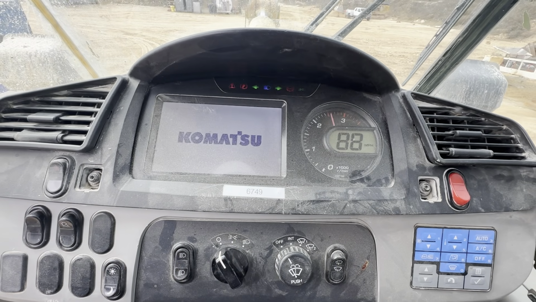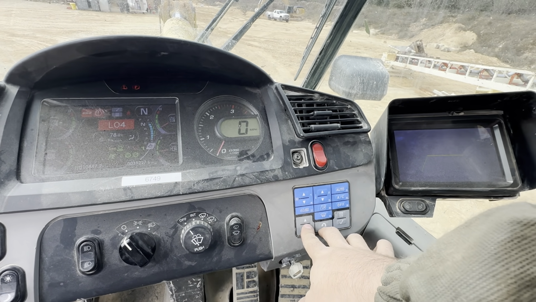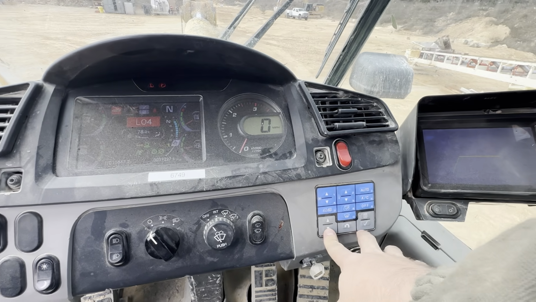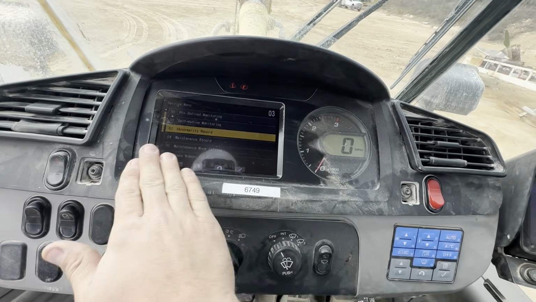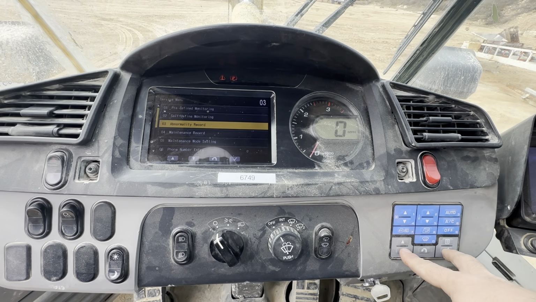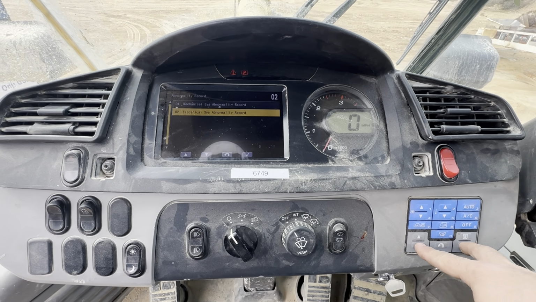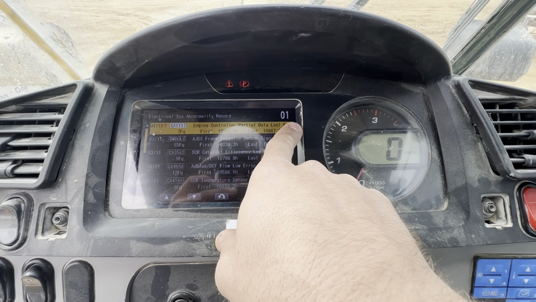So I'm up here in the cab, and it does have an active fault, so it's down arrow 1 2 3. See what this code is. Sorry about the annoying beeping noise, but we're going to look at the abnormality record, electrical system, an engine controller partial data loss error code.